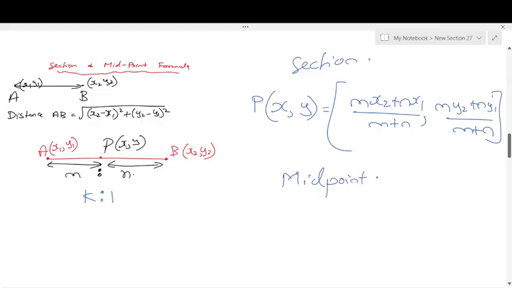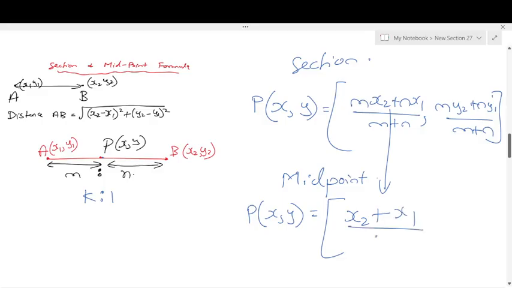Next comes midpoint. What do you mean by midpoint, students? Midpoint is when P lies exactly in the center, in between A and B. Then what is the midpoint formula? Copy the same formula. x2 plus x1 divided by 2. y1 plus y2, or y2 plus y1, divided by 2. That's it. This is the midpoint formula. Total 3 formulas.